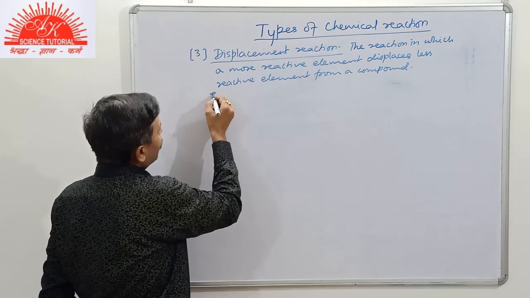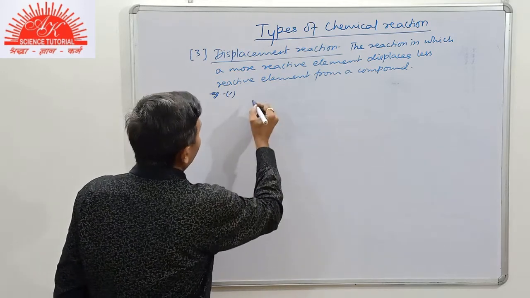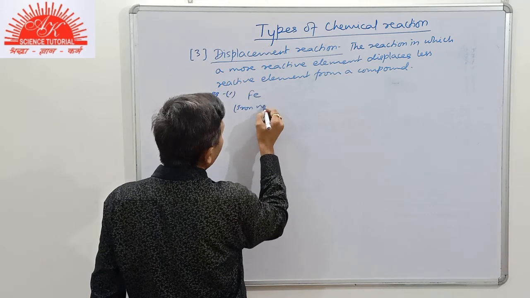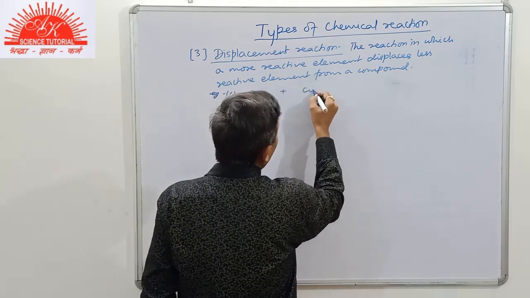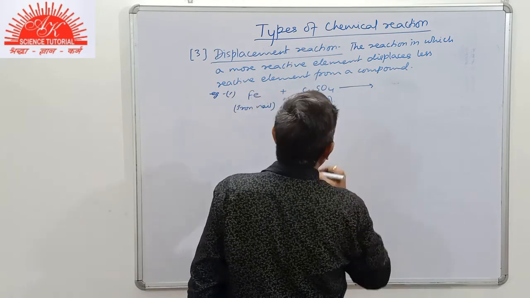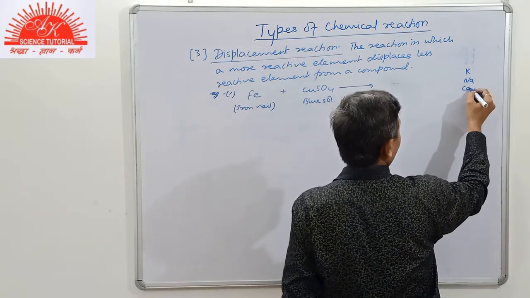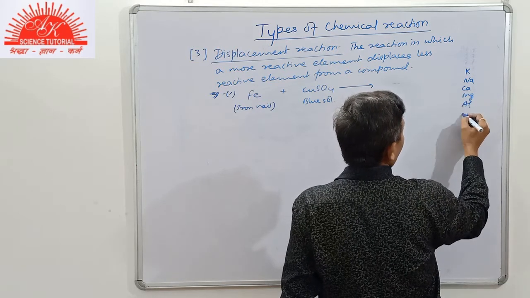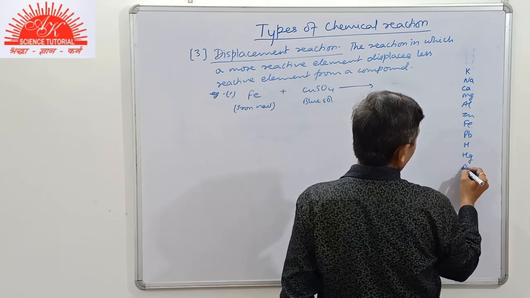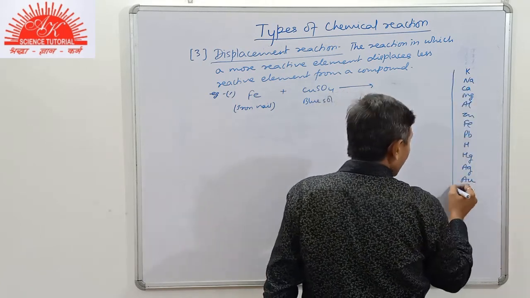Now, suppose we take some examples. Suppose first we add an iron nail to copper sulfate solution. This will be a blue solution. Now, if we see the metal activity series: potassium, sodium, calcium, magnesium, aluminium, zinc, iron, lead, hydrogen, mercury, silver, gold and platinum. So this is decreasing reactivity.